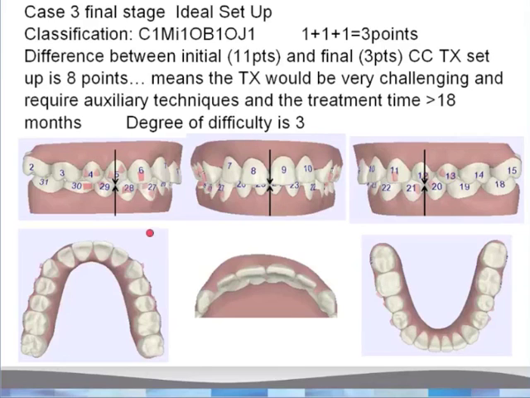And look what's interesting here. In order to get an ideal posterior occlusion, space had to be left distal to the lateral incisors. Something that most people don't realize is that the thickness of the teeth buccolingually also plays a role. So that's the beauty of having ClinCheck, and that's the innovation.